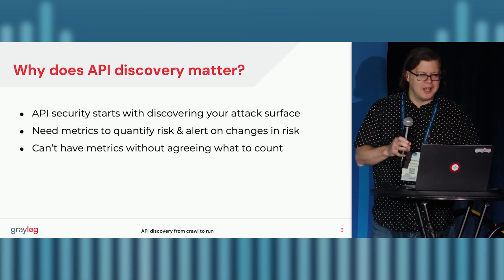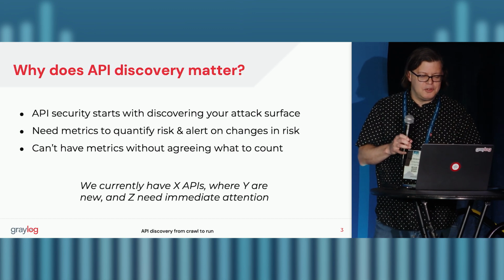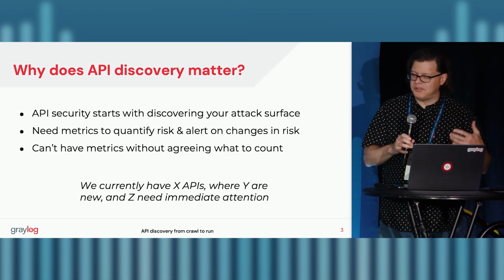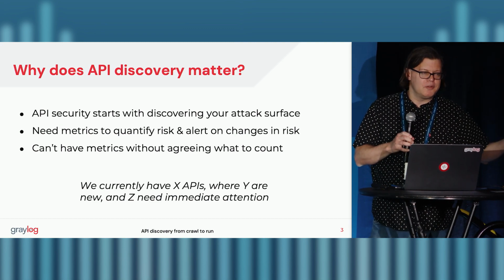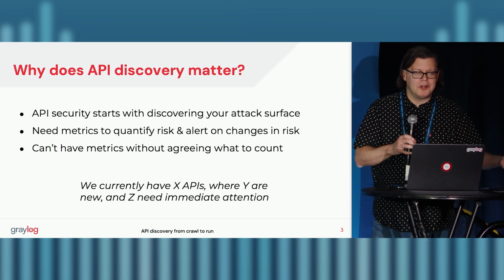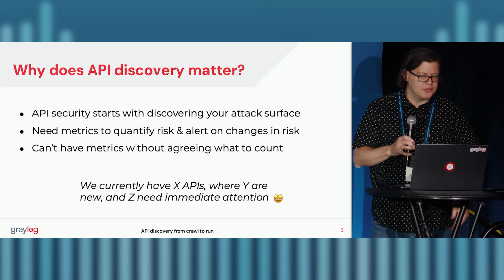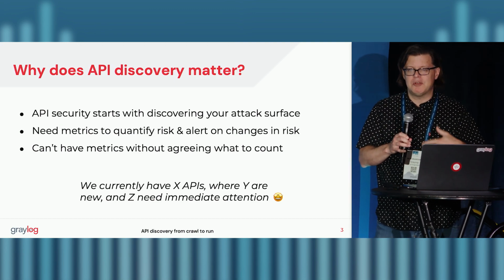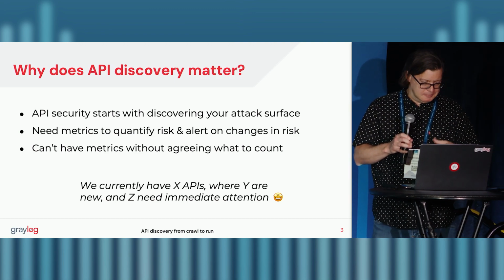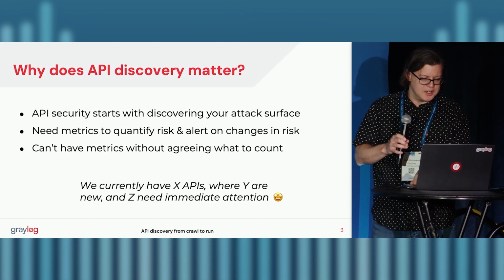And I'll even have a fun little exercise in here that we can do as a group. What we'd like to do is get to the place where we can make a statement like this about our APIs. We have X number of APIs, Y are new, and Z need attention. And if we can solve for X, Y, and Z, we'll be in a pretty good place as far as understanding what our attack surface looks like and understanding the places where we should focus our attention next.